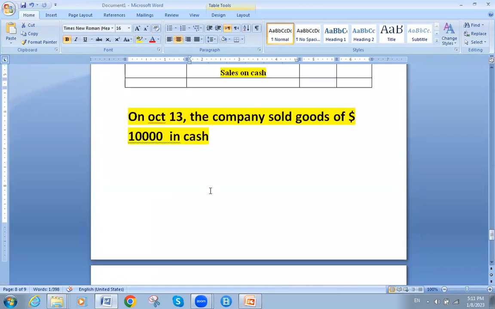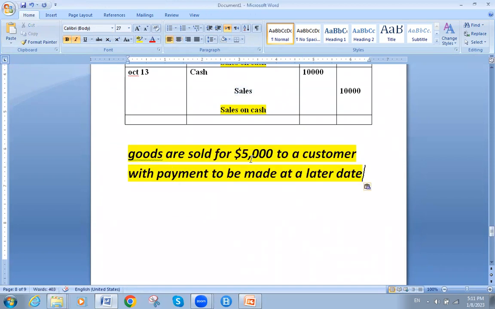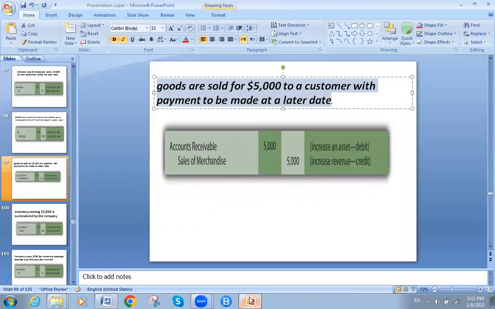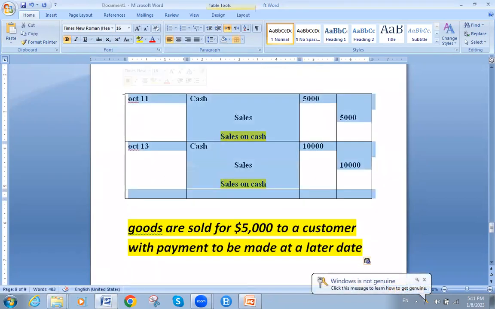We had this example before. Let us take this example from the notes here. Goods are sold for $5,000 to a customer with payment to be made at a later date. So I sold here already, but the payment will be at a later date. That means we have account receivable. So instead of from cash to sales, because they didn't pay us in cash, it will be from account receivables to the sales. So here it will be from account receivable to the sales.